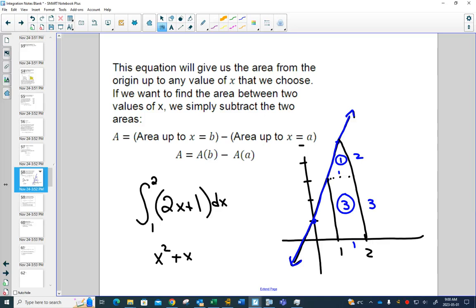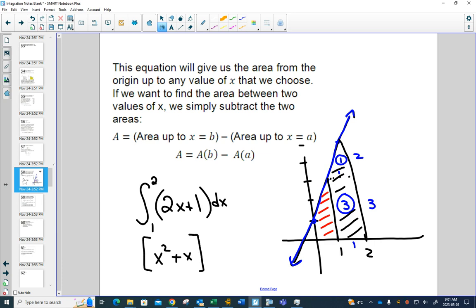So what the definite integral tells us is when you plug in a number, it figures out the area from that number all the way down to 0. If I want to find just this area, I would have to take the area all the way down to 0 from 2 and then subtract this area from 1 down to 0. And if I wanted to find the area from 1 down to 0, I could plug 1 in here, and I would get 2.